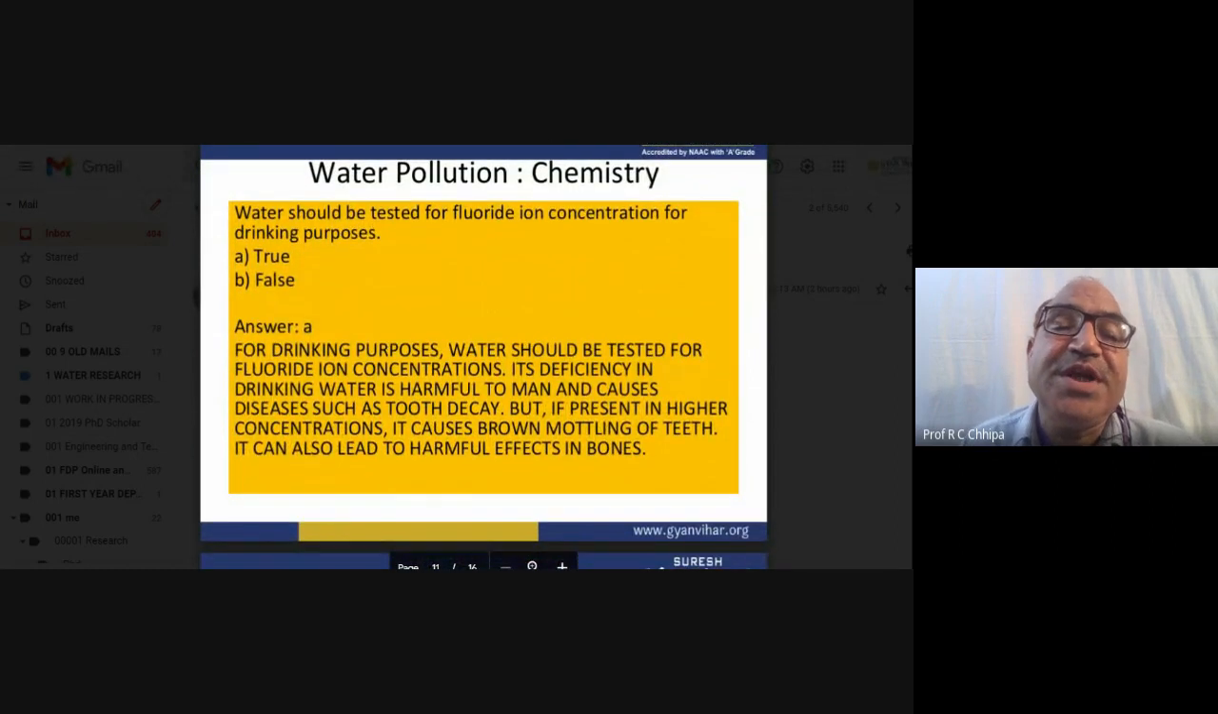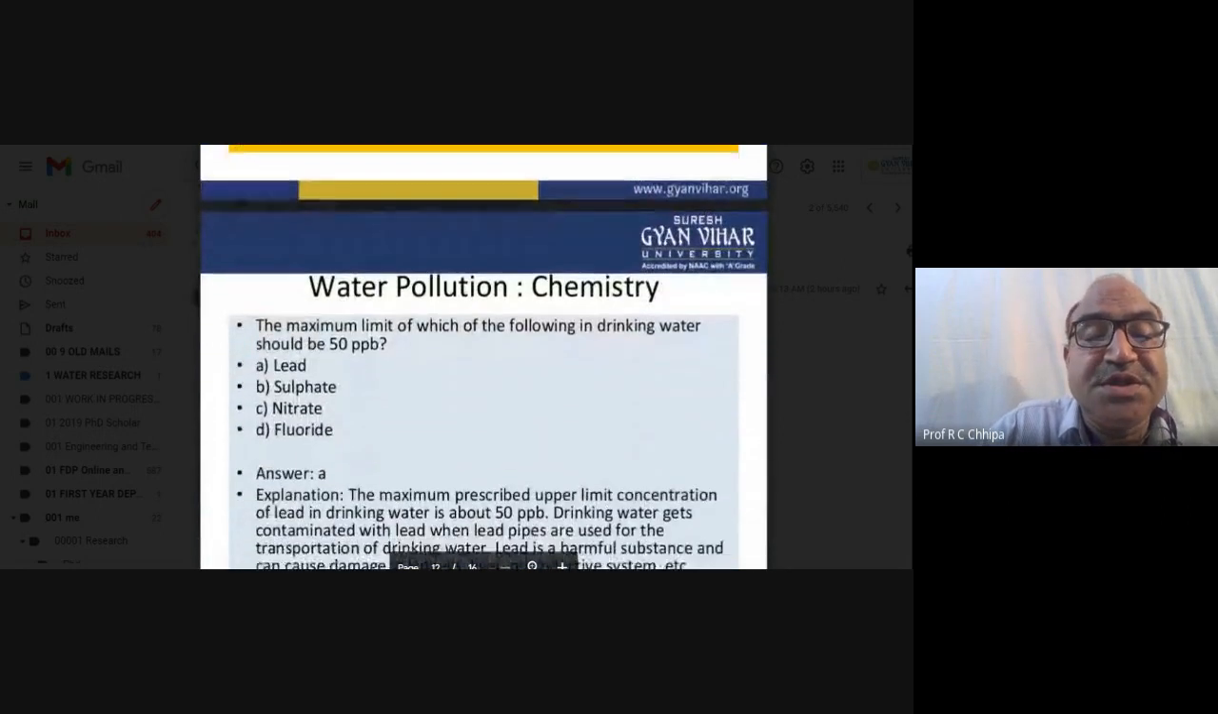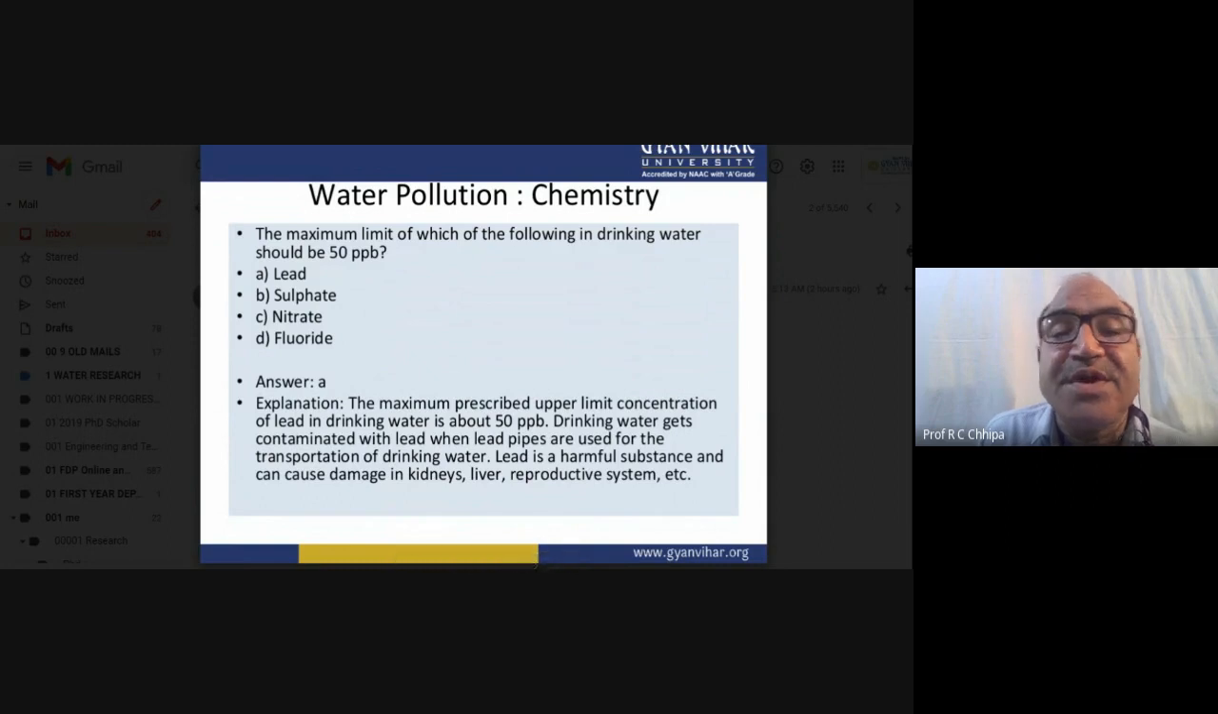Now, water should be tested for fluoride ion concentration for drinking water. The answer is true. For drinking purposes, water should be tested for fluoride ion concentration. Its deficiency in drinking water is harmful to humans and causes diseases such as tooth decay. But in higher concentration it causes brown mottling of teeth, and it also leads to harmful effects in the bones.